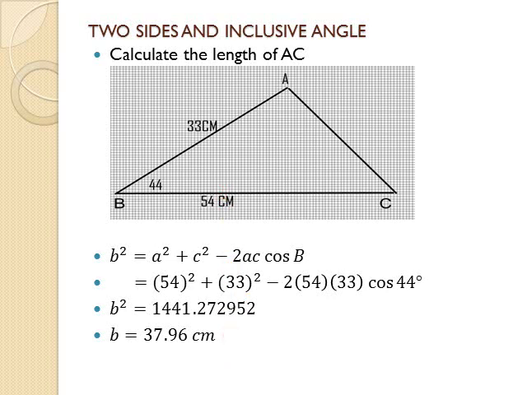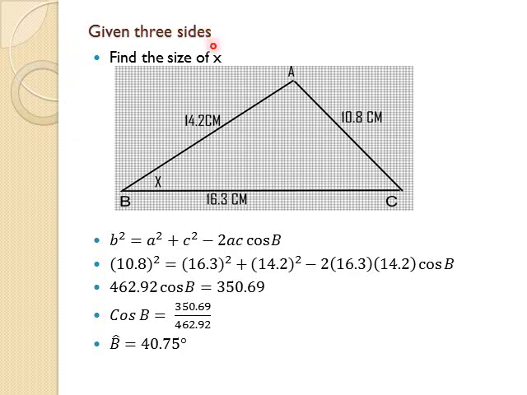I can also test you where we're going to use three sides. So given three sides, we want to find the size of angle x. So I have 14.2, 16.3, 10.8. That's angle B. Therefore, I start with b squared because then I have cos of b. So b squared equals a squared plus c squared minus 2ac cos b. So b across is 10.8 squared, a is 16.3 across the angle a, c across the angle c is 14.2 squared, minus 2 times 16.3 times 14.2 cos of b.